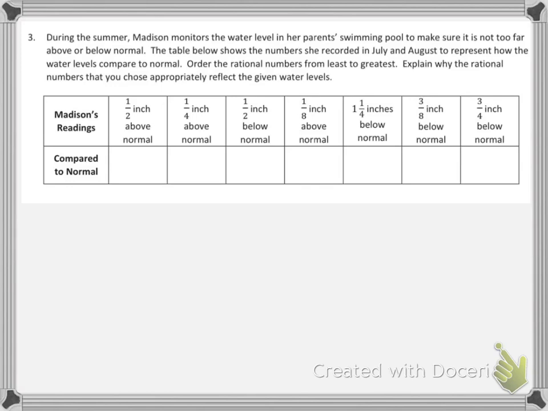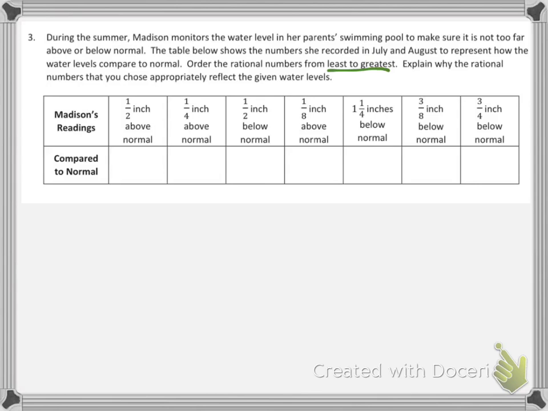Number 3, during the summer, Madison monitors the water level in her parents' swimming pool to make sure it is not too far above or below normal. The table below shows the numbers she recorded in July and August to represent how the water levels compare to normal. Order the rational numbers from least to greatest this time. Explain why the rational numbers you chose appropriately reflect the given water levels.